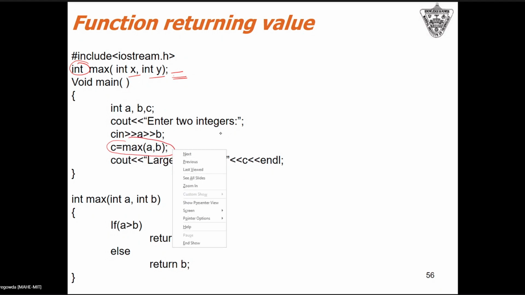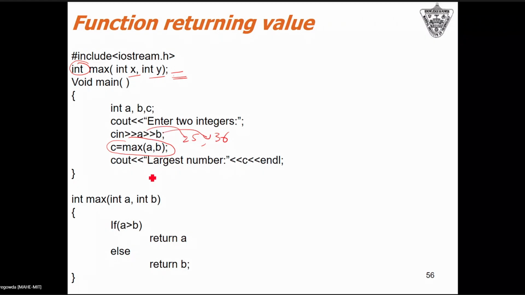That means, say for example, if a is equal to 25 and b is equal to 36, if you enter like this, then 25 and 36 are passed to the variables here, so 25 is there in A and 36 in B. Even though I am using the same variable names A and B in the function, it doesn't mean that they are the same. Actually A and B are local to this function max, and these A and B are local to this main program. Okay, so they are entirely different variables.